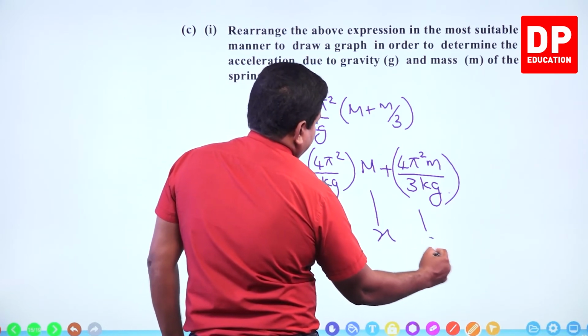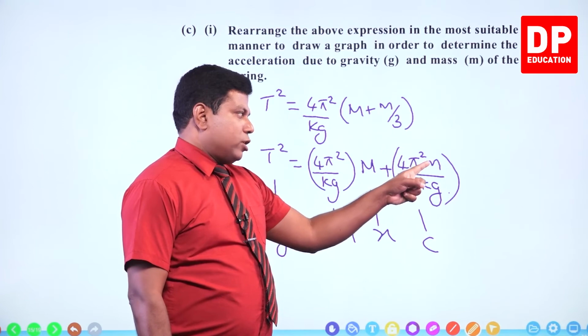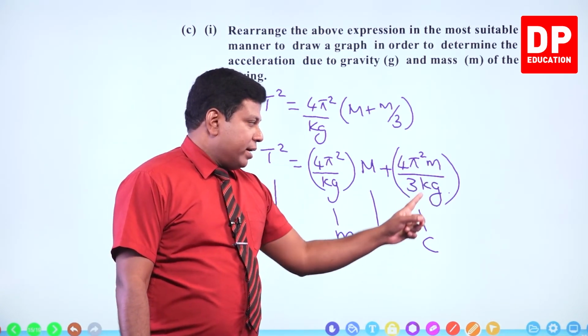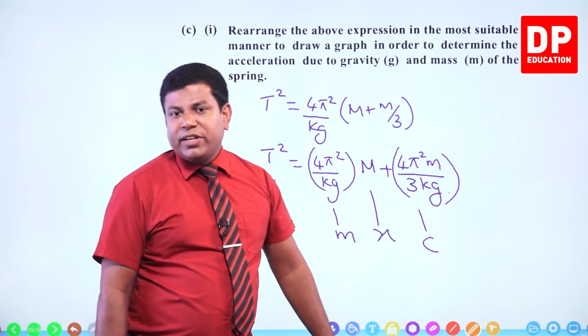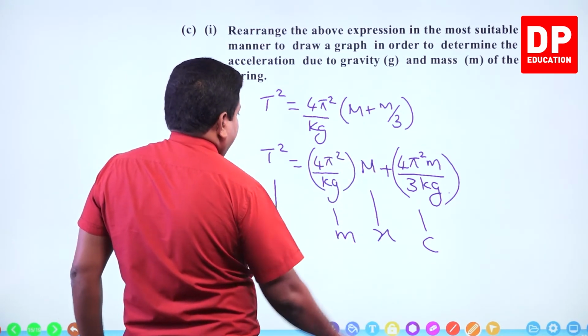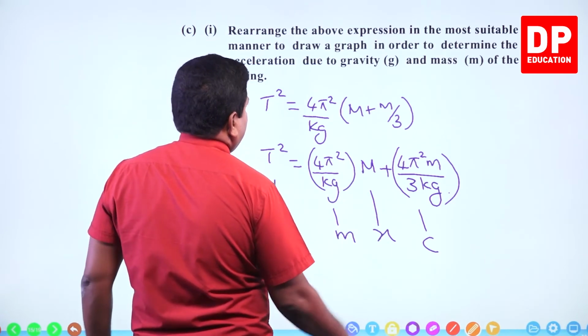Check whether everything in C is constant. 4 pi squared is constant. M is the mass of the spring, which is constant. K is the spring constant, which is a constant already. G is the gravitational acceleration, that is also constant. M is constant. This M is what we are going to change, the mass that we attach.